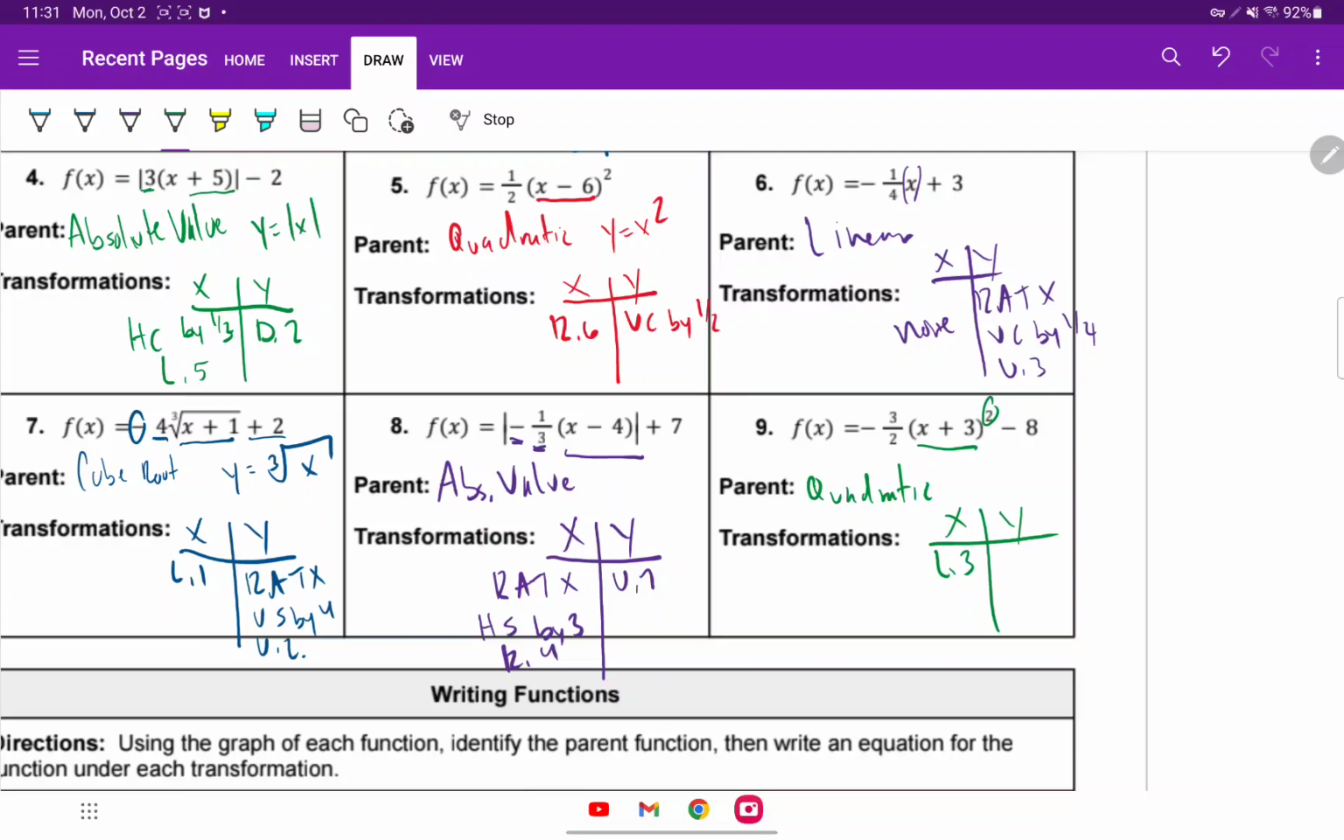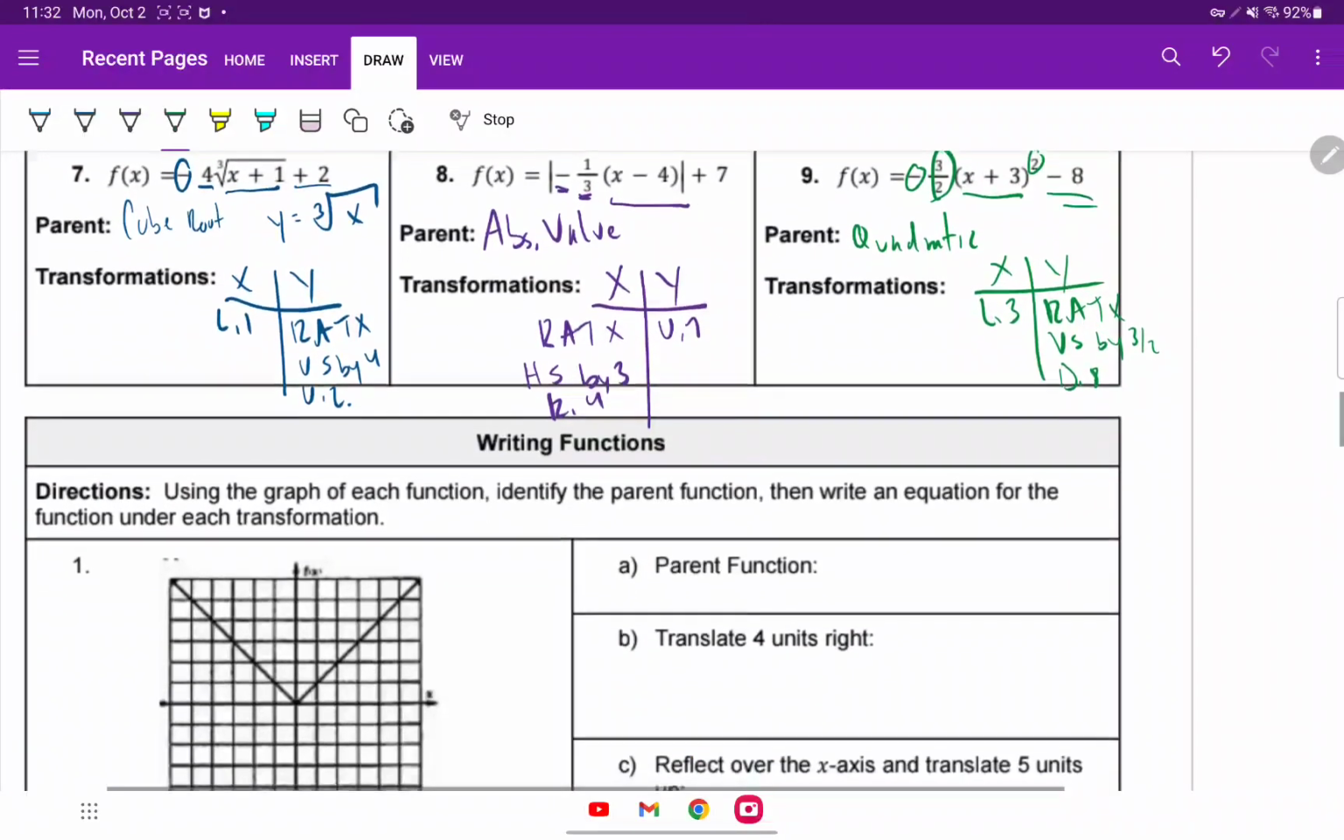All right, for the next one, on the outside, we have a negative sign. That's a reflection across the x-axis. Then we have a 3/2. 3/2 is 1.5. That is greater, so that's going to be a vertical stretch by 3/2. And then on the outside, we have a -8, which shows us to go down 8.